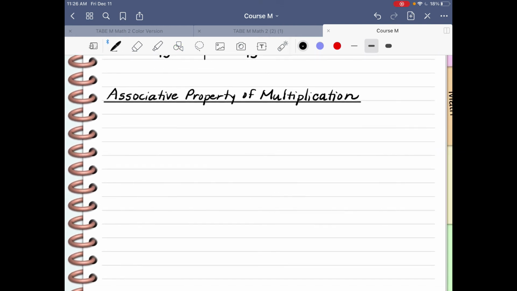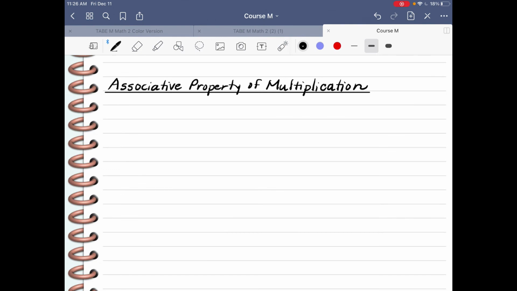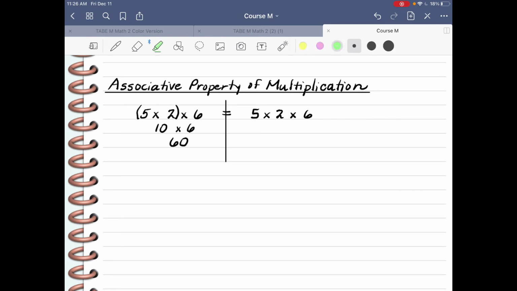So here's a problem with multiplication. Let's do 5 times 2 times 6. And I'll do it on this side too. We're going to do it two different ways and see if we get the same thing. So here I'm going to group the 5 and the 2 first. 5 times 2 is 10. 10 times 6 is 60. So on this one, I did the 5 times 2 first.